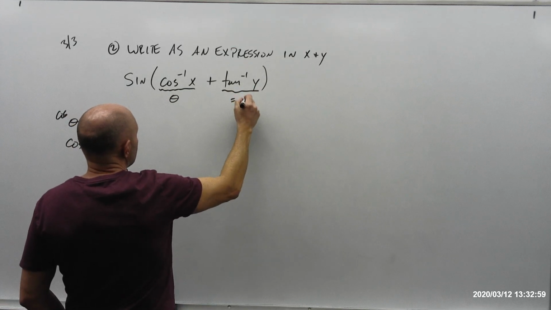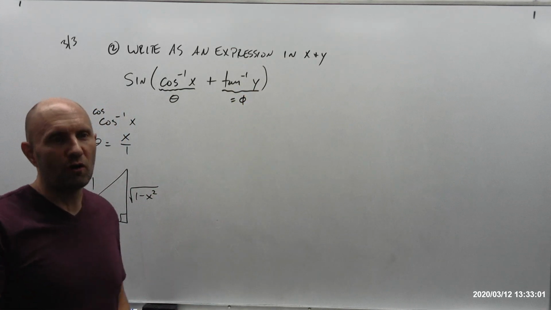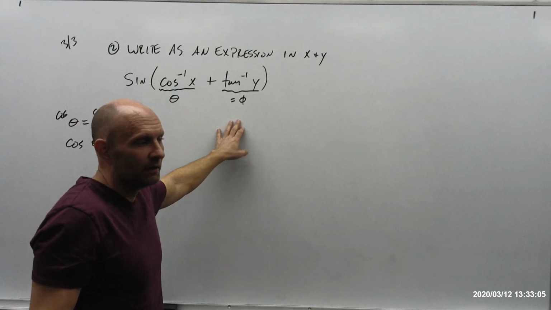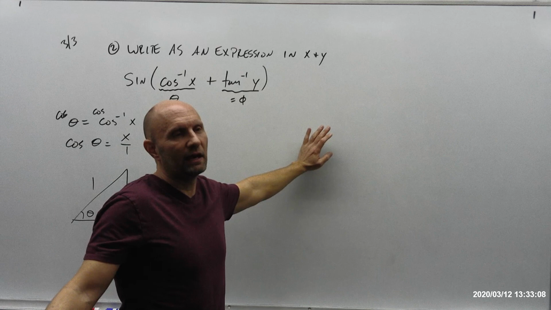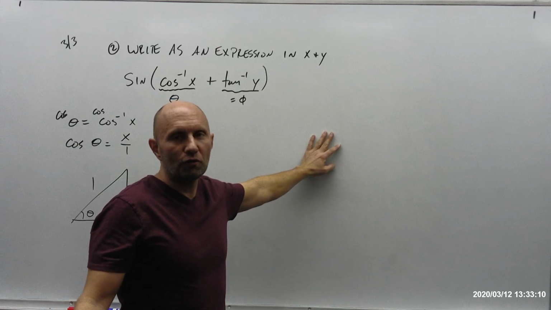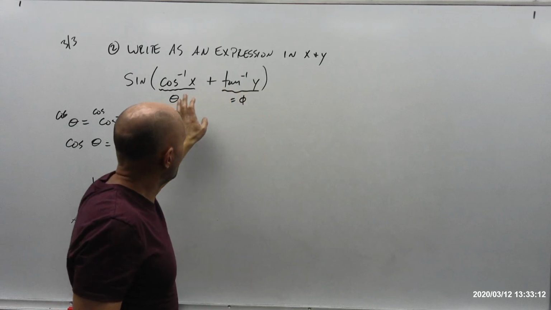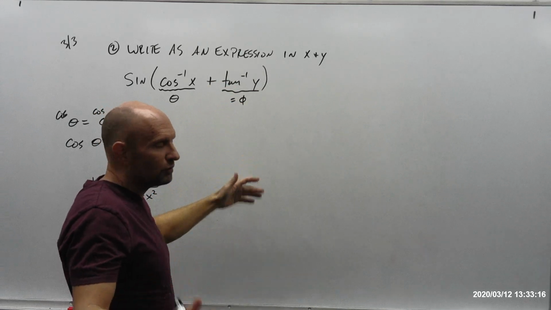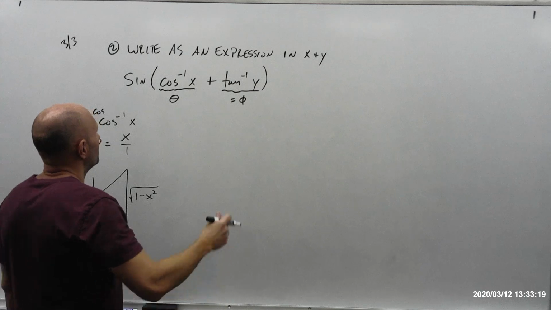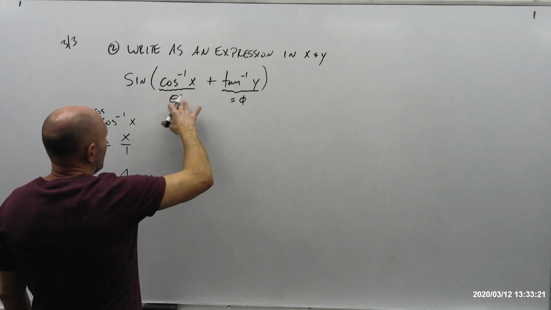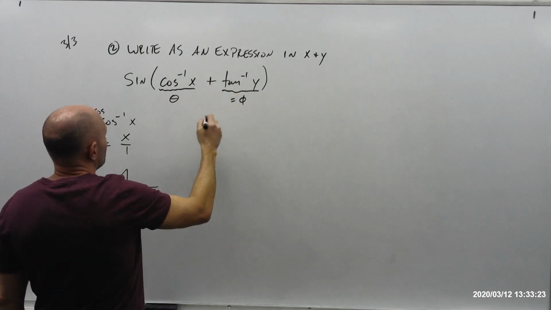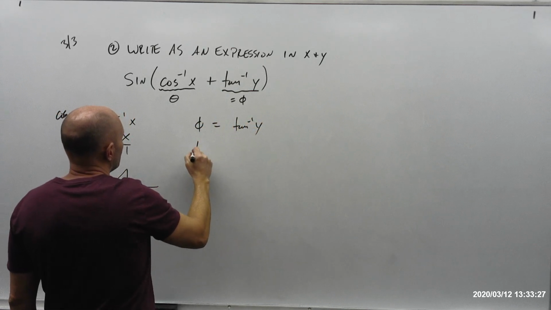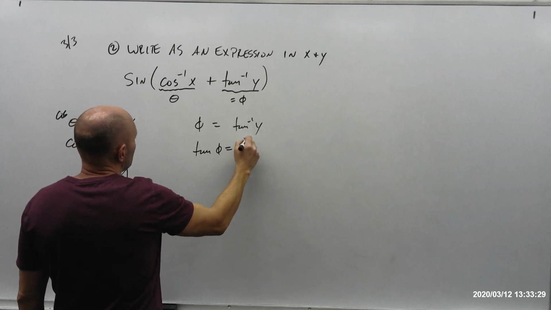Let's call this phi. And make sure you call them different variables. If you call them both theta, later on you're going to be looking for sine and cosine of theta, and you don't know which triangle to use. So call one theta and one phi, or one alpha and one beta, or whatever you want. Just don't call them theta and theta, or x and y. Choose other variables. So we get phi is equal to tangent inverse of y. So tangent of phi is y over 1.